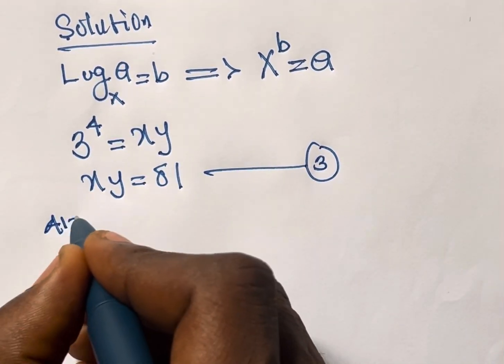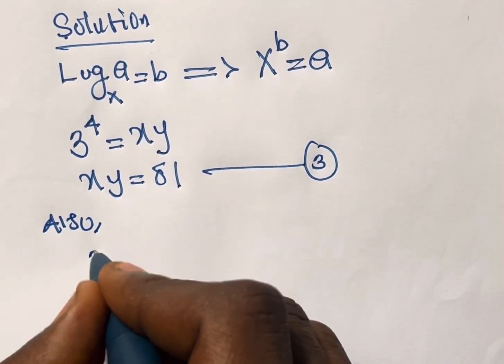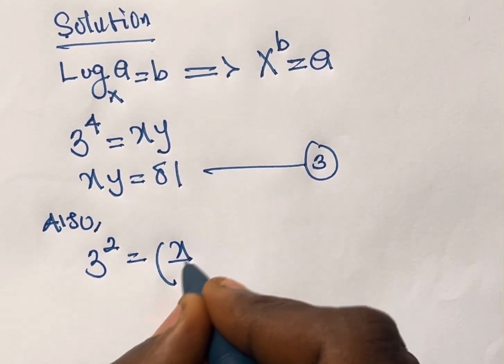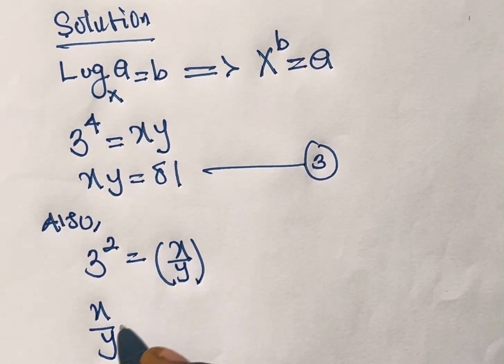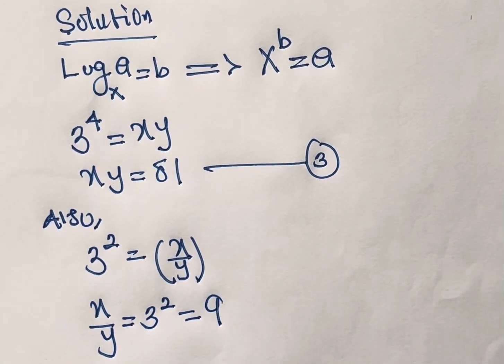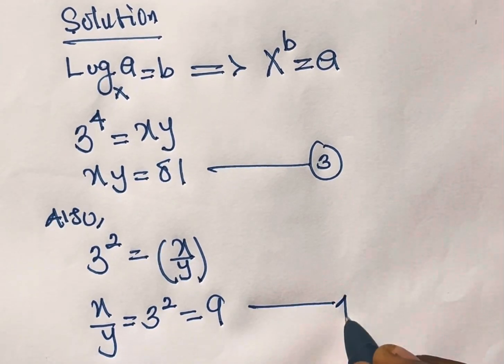Also, equation 2 becomes 3 raised to power 2 is equal to x over y, which means that x over y is equal to 3 raised to power 2, which is 9. Let's number this equation 4.